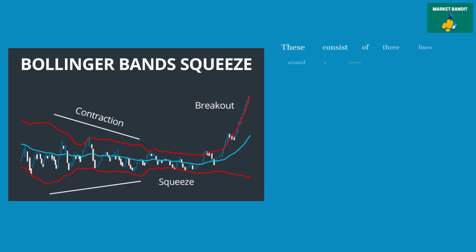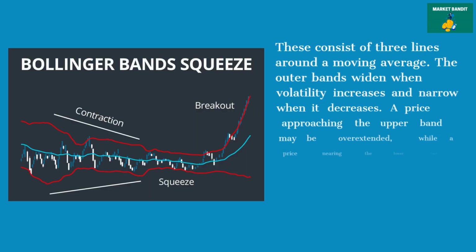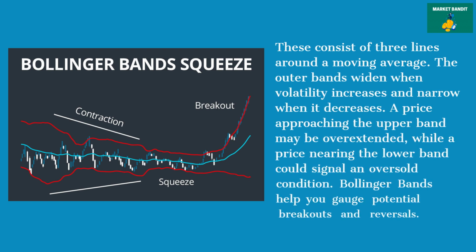3. Bollinger Bands. Next, we have Bollinger Bands. These consist of 3 lines around a moving average. The outer bands widen when volatility increases and narrow when it decreases. A price approaching the upper band may be overextended, while a price nearing the lower band could signal an oversold condition. Bollinger Bands help you gauge potential breakouts and reversals.